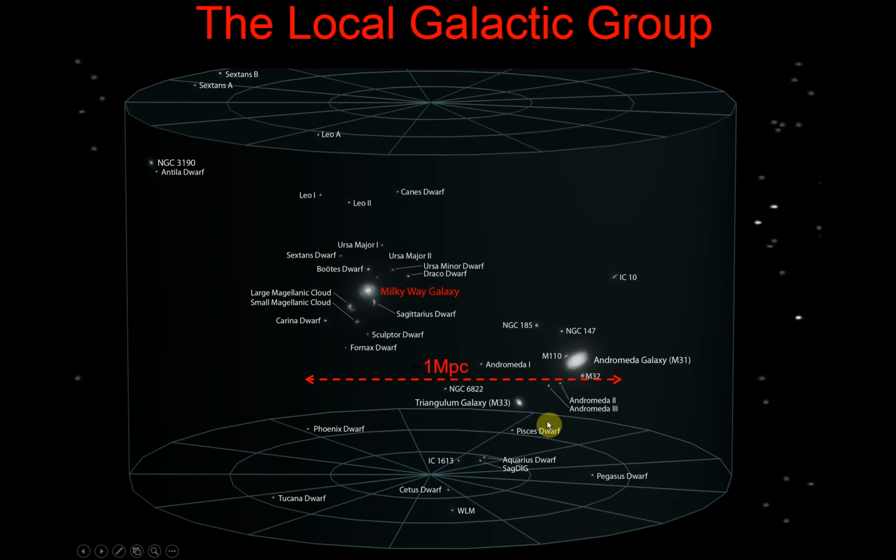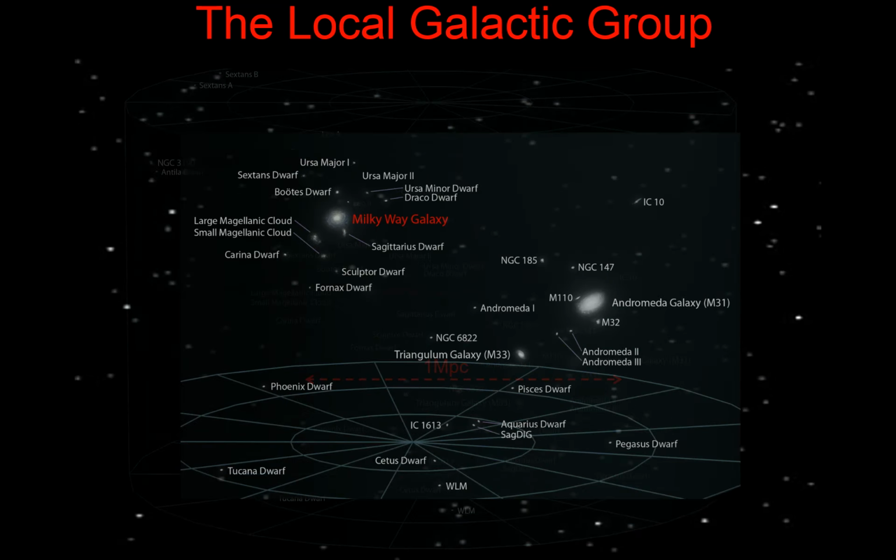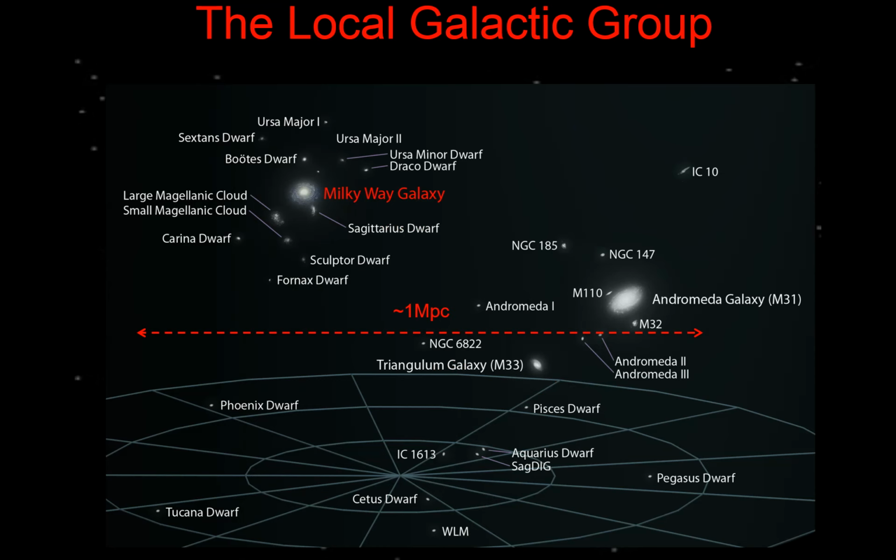M is for Messier. So anyway, this is our local galactic group. And this, you should remember, is about the megaparsec scale, about 1 million parsecs. And a parsec, of course, is roughly comparable to a light year in scale. So there's our local family of galaxies.